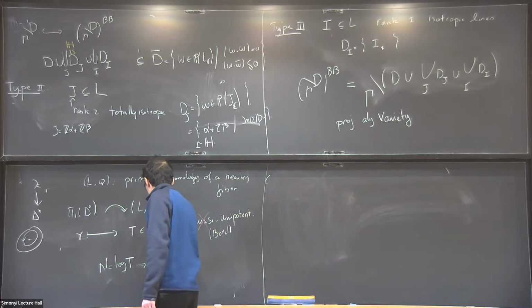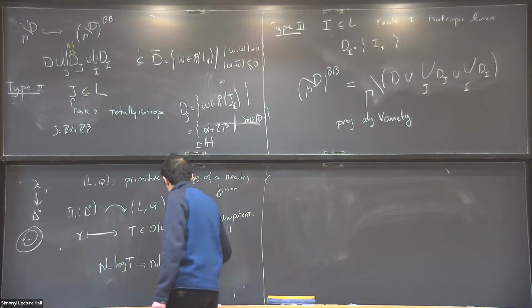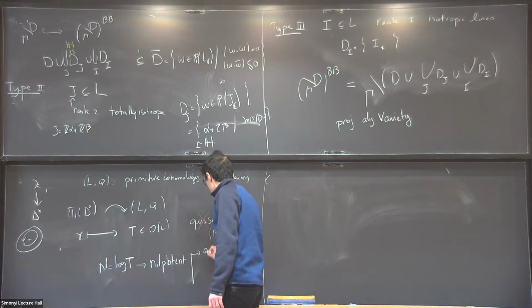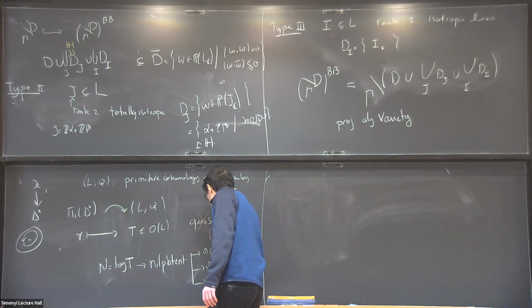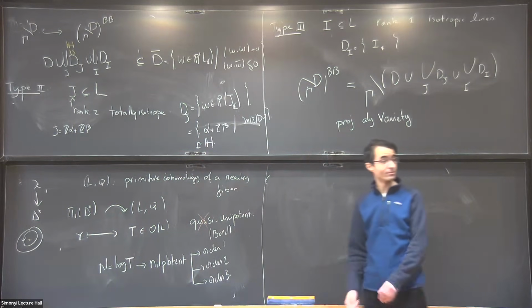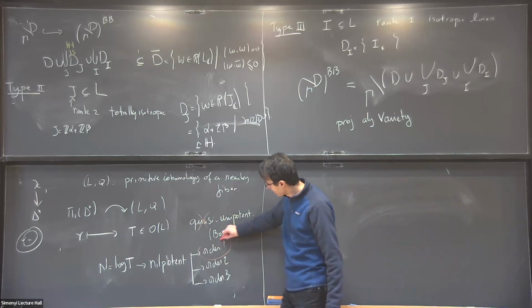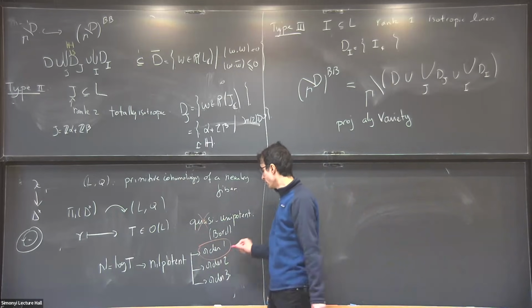This will be nilpotent, and it will be of order 1, order 2, or order 3. These are all the three possibilities. So the order 1 case, in fact, just means that N is equal to 0.